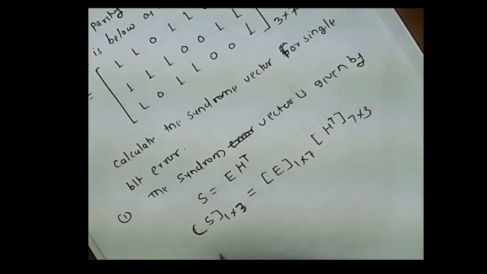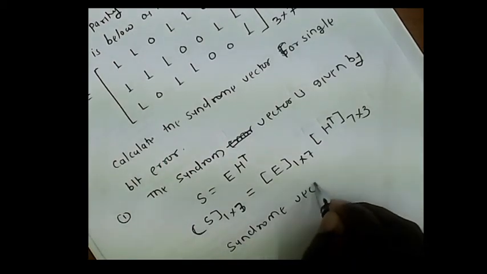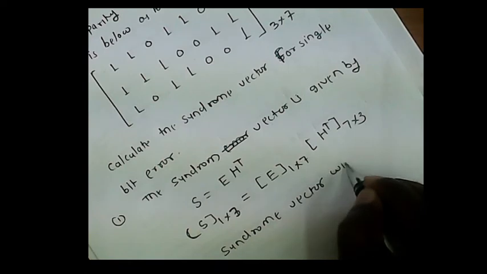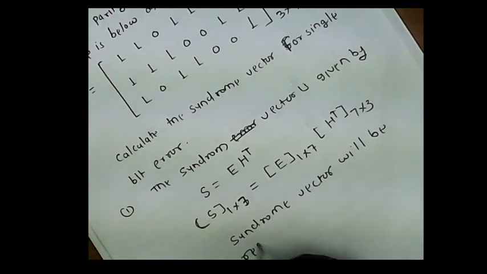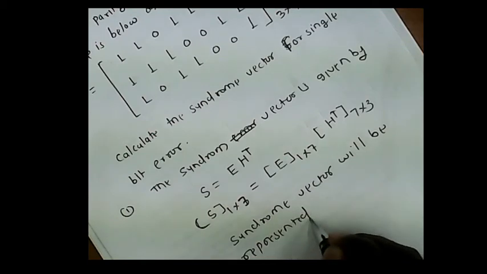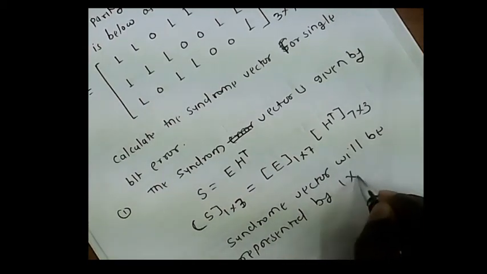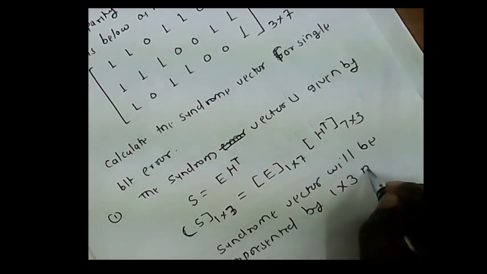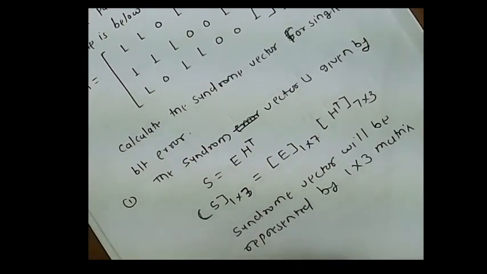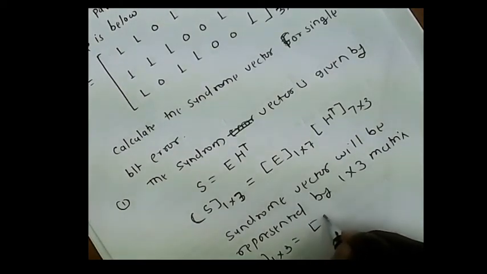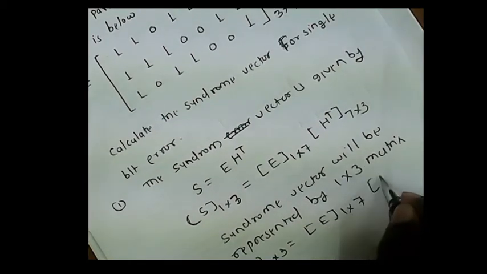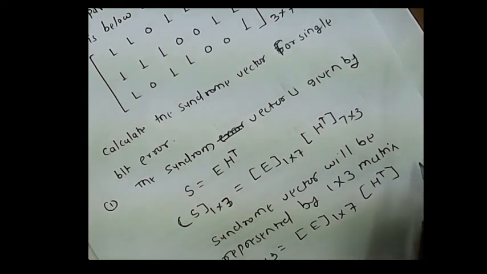So the given syndrome vector is of dimension 1 by 3. So the syndrome vector will be represented by a 1 by 3 matrix. So S is equal to 1 by 3, E is equal to 1 by 7, and the transpose of the parity check matrix is of order 7 by 3.